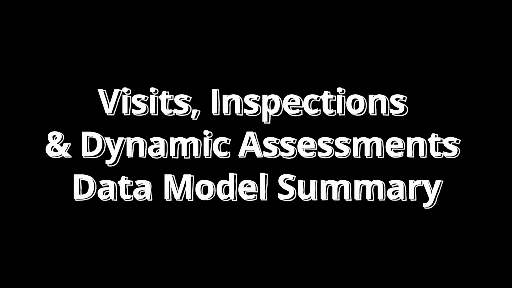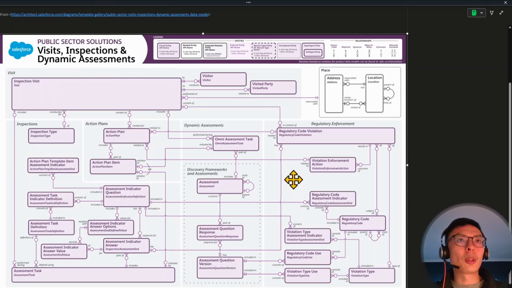Alright, let's now review the visits, inspection, and dynamic assessments data model. So again, this is broken down into a few sections. We have visit, inspections, action plans, dynamic assessments, and regulatory enforcement. So we'll start with the visit object. You can have multiple action plans, and each action plan can have multiple action plan items. The action plan items can be made out of assessment task or the Omni assessment task, which is dynamic assessment or discovery framework, where it includes a bunch of assessment questions.